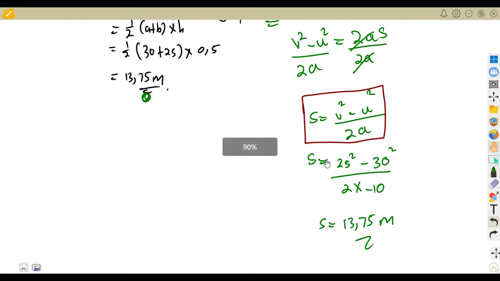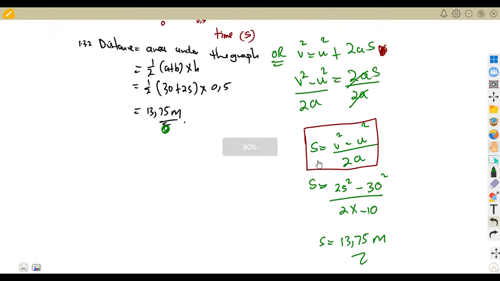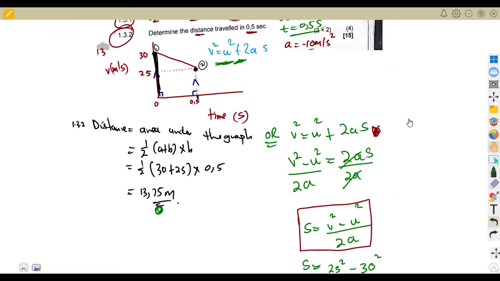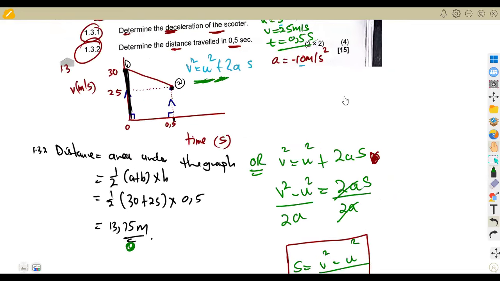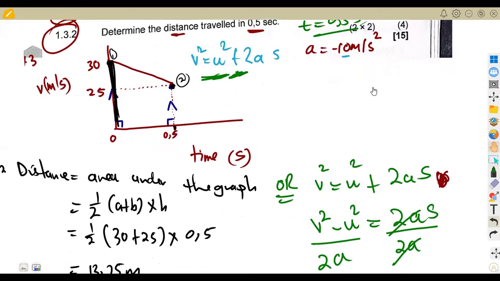Different ways, different methods, different formulas. So guys, Engineering Science N2 is in your hands. You can manipulate and work the way that you want. As long as it is true and valid, you're going to get your full marks.